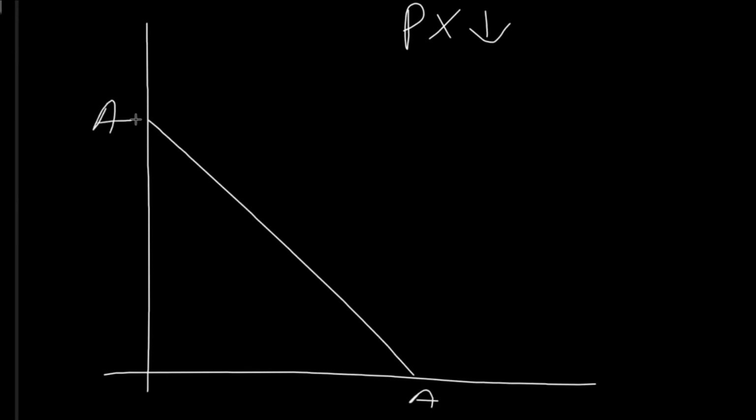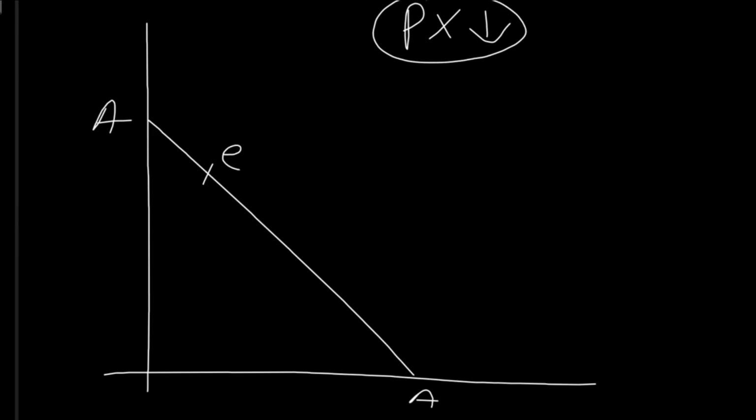ठीक है, देखिए, what sequence you should follow whenever there is a fall in price of X. There is a fall in price of X. We have some initial budget line AA. ठीक है, and first of all you should incorporate the price effect. We suppose our initial equilibrium is at point E.